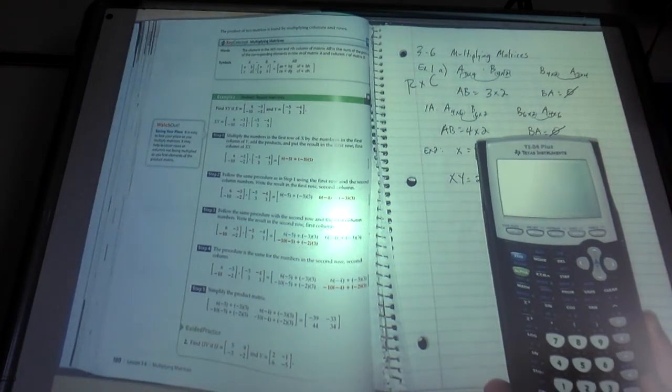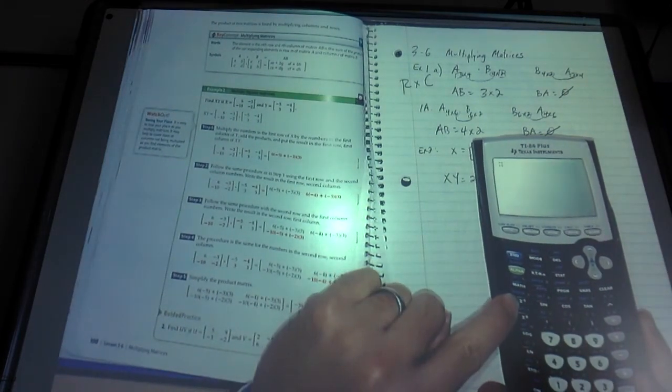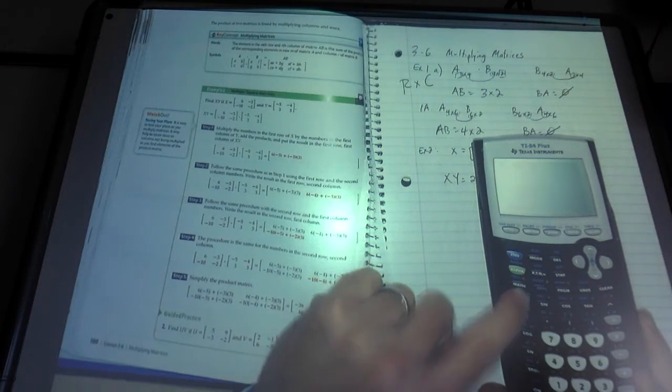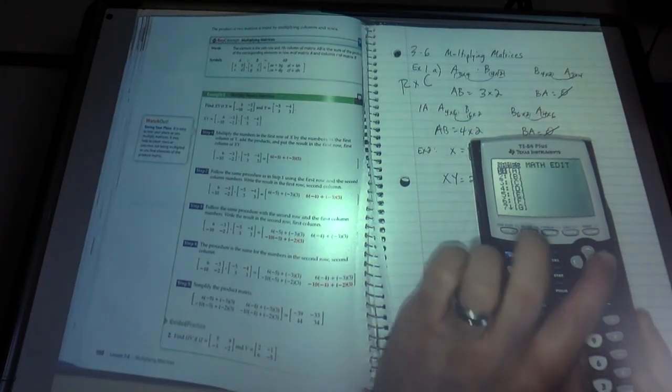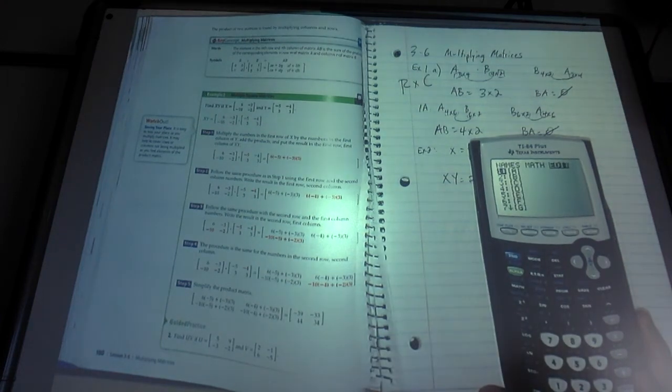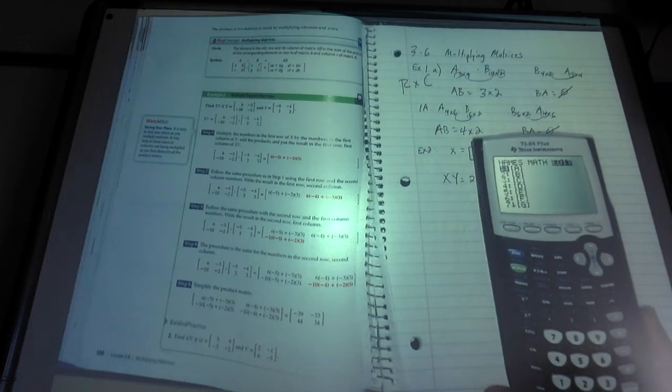All right. So in the calculator, your matrix menu is second, and then the x to the -1 is called the inverse button. So second inverse. And you see this list right here. It says names. It says math. It says edit. Well, as you would think, we're going to input these in edit because we're editing those matrices.